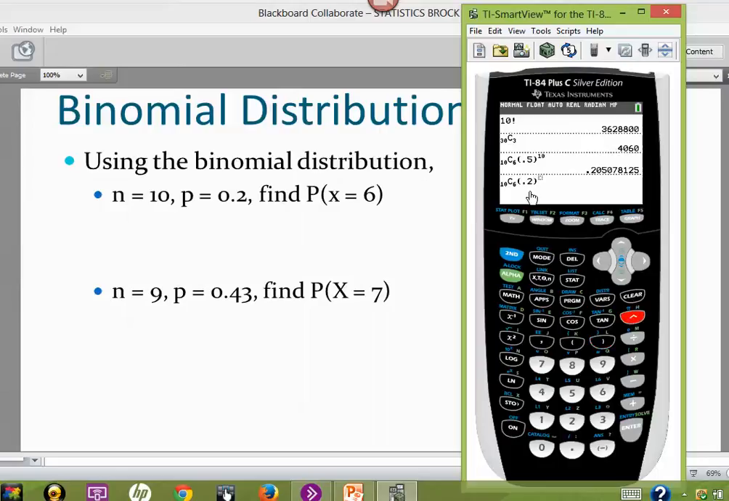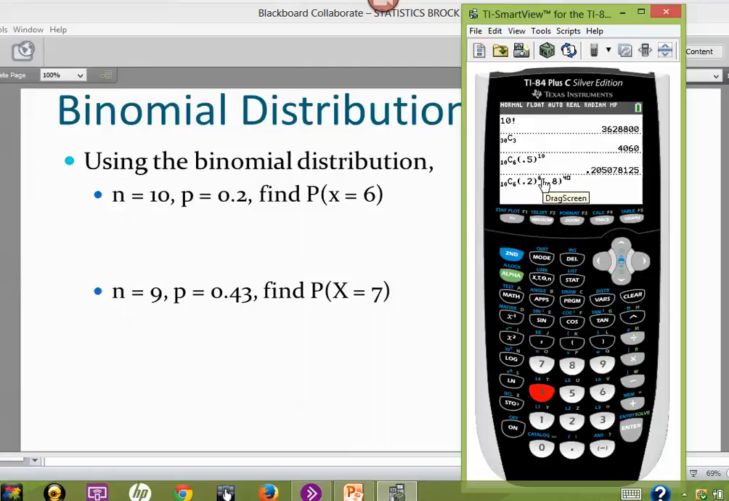I'm going to raise that to the number of successes that I'm after, which is 6. In other words, 0.2 multiplied by itself 6 times. Then we figure out what the probability of failure would be, which is the complement of 0.2 there. So don't do the whole 1 minus 0.2, just put 0.8. And then we're going to raise this to the 4th power, the n minus x.